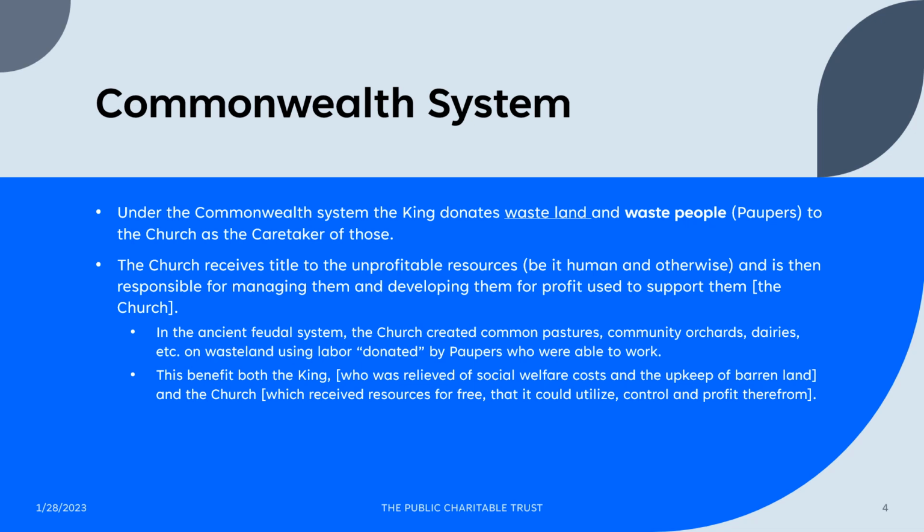In the ancient feudal system, the church created common pastures, community orchards, dairies, etc. on wasteland, using labor donated by paupers who were able to work. This benefited both the king, who was relieved of social welfare costs and the upkeep of barren land, and the church, which received resources for free that it could utilize, control, and profit therefrom.